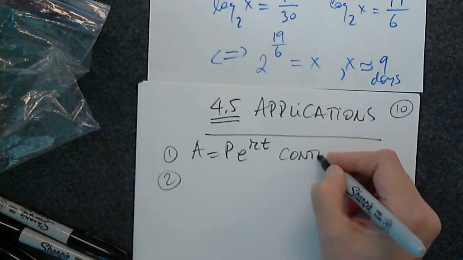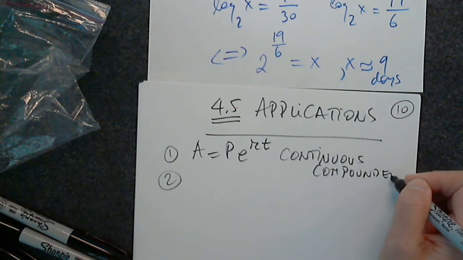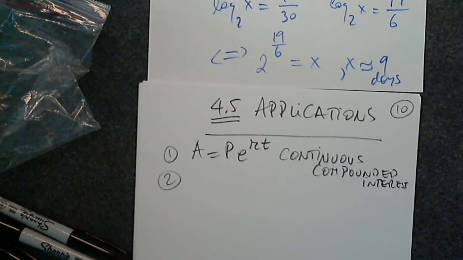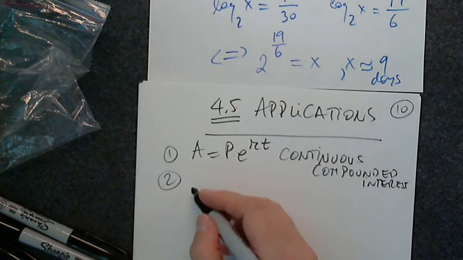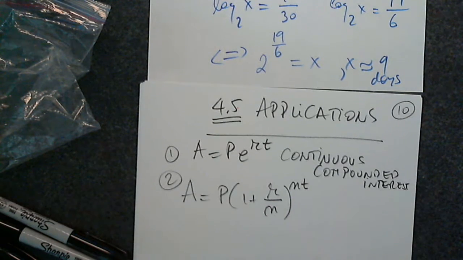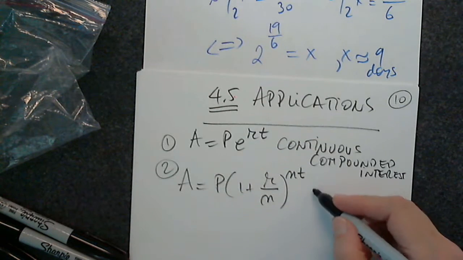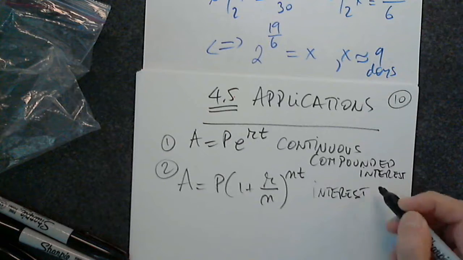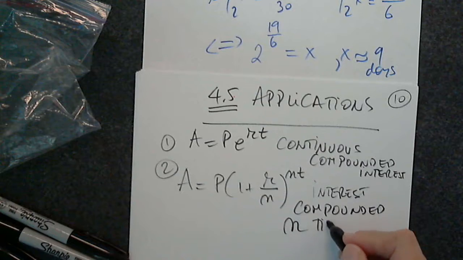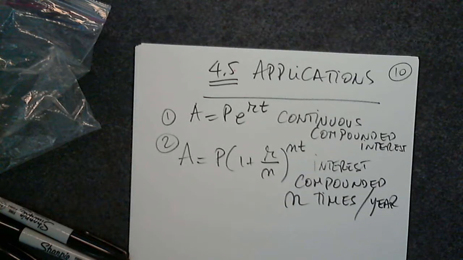This is continuous compounded interest. This will be given to you. A equals P, 1 plus R divided by N raised to NT. This is interest compounded N times per year. Of course, it will be given to you.